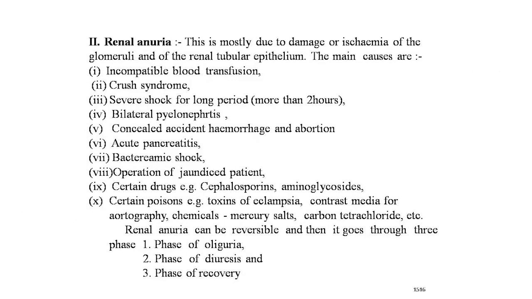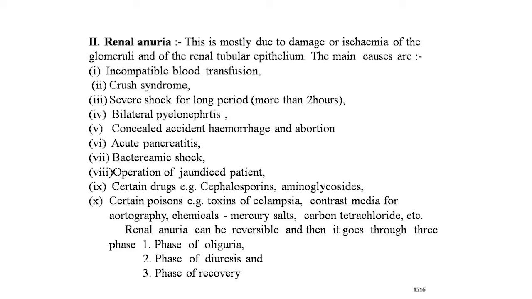Now the second is renal anuria. This is mostly due to damage or ischemia of the glomeruli and of the renal tubular epithelium. The main causes are incompatible blood transfusion, crush syndrome, severe shock for a long period, more than 2 hours, bilateral pyelonephritis, concealed accidental hemorrhage and abortion, acute pancreatitis, bacteremic shock, operation on a jaundice patient, certain drugs like cephalosporins and aminoglycosides, certain poisons, toxins of eclampsia, contrast media for aortography, chemicals, mercury salts, carbon tetrachloride, etc.